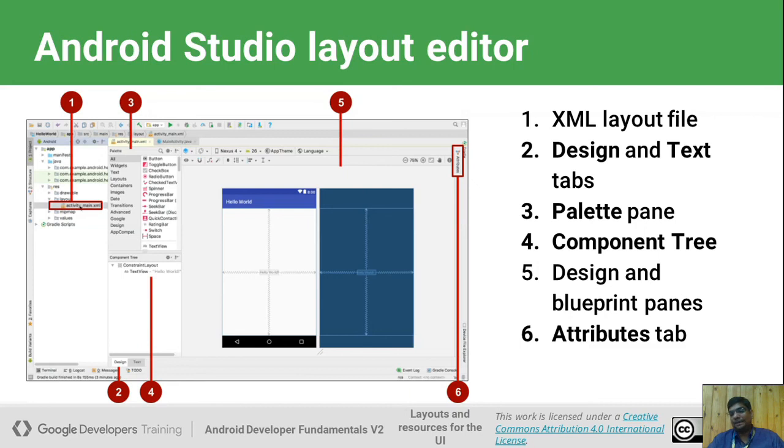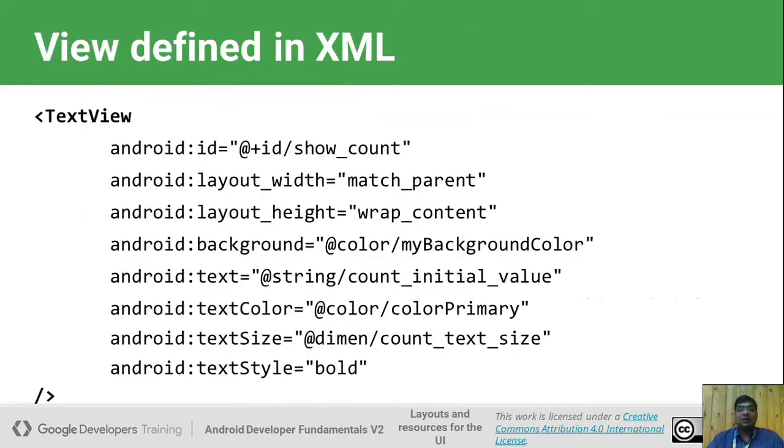And next is the attributes tab. If you want to change the attributes directly, you use the attribute panel to change them. If you want to change the code, then you go to the XML code and change it directly there. So that is the view of the XML file.